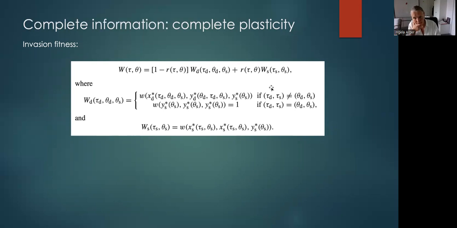First of all, a type is a vector. It's two numbers. So a resident type now has a theta D and a theta S. A resident applies theta D when interacting with someone whose type is different, on one or both vector components. And a resident applies the value theta S when interacting with someone who has the same type in both dimensions.